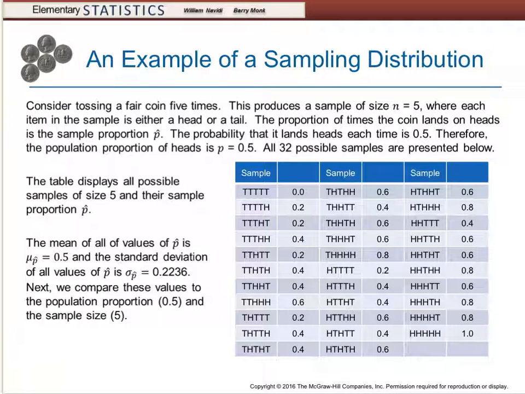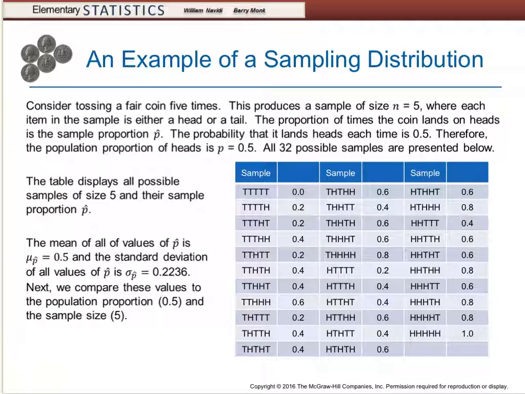Consider tossing a coin 5 times. This produces a sample of size n equals 5, where each item in the sample is either a head or a tail. The proportion of times the coin lands on heads is the sample proportion p hat. The probability that it lands on heads each time is 0.5. Therefore, the population proportion of heads is p equal to 0.5. All 32 possible samples are presented below.